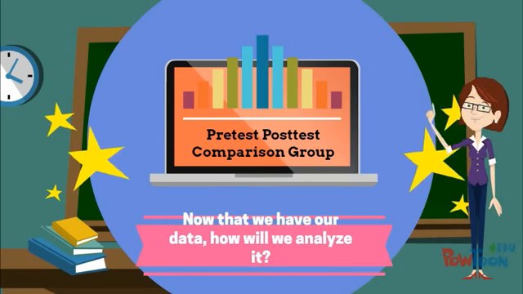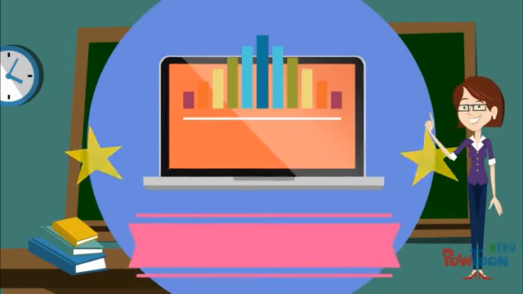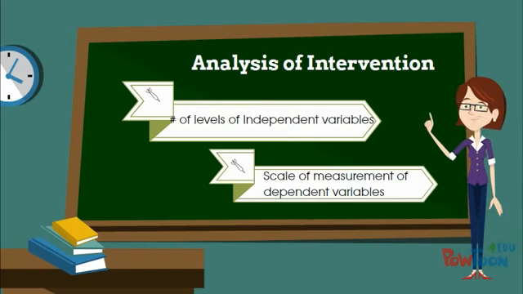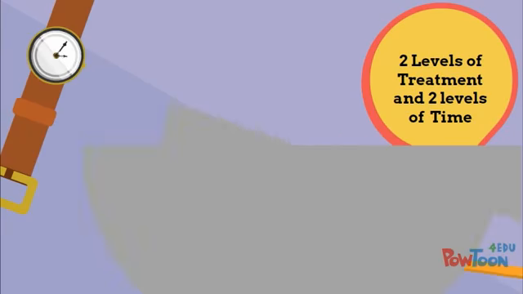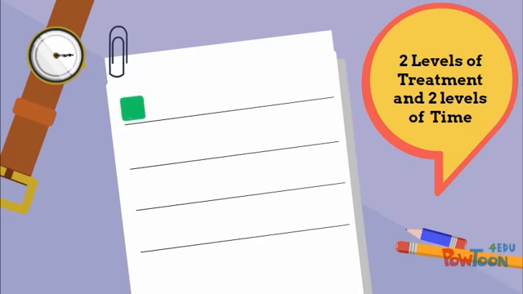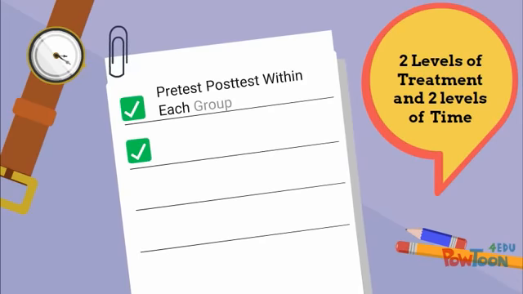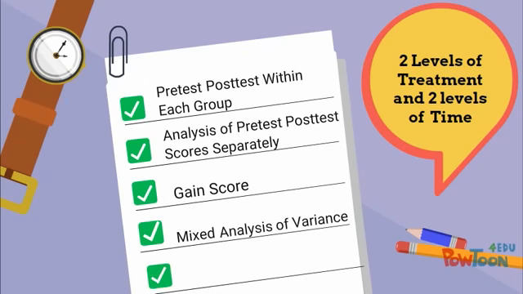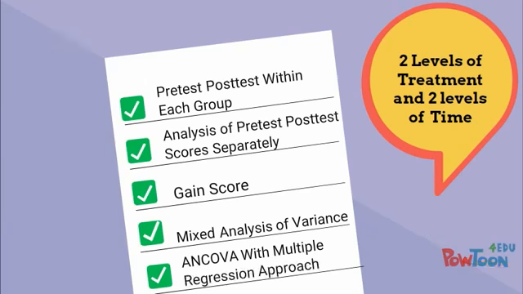Now that we have our data, how will we analyze it? The analysis for the intervention will be selected by the number of levels of independent variables as well as the scale of measurement of dependent variables. For those with 2 levels of treatment and 2 levels of time, we can use analysis of pre-test, post-test within each group, analysis of pre-test, post-test score separately, gain score, mixed analysis of variance, and ANCOVA using a multiple regression approach.